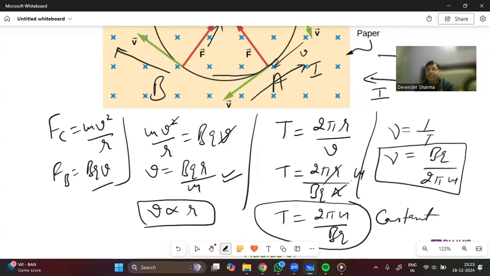Cyclotron, I know it is not in our syllabus, but my dear students, my dear friends, we have to do this frequency, because there are some questions in our syllabus where a proton and an alpha particle are moving in the magnetic field. What will be the ratio in their radius? What will be the ratio in their time period? So you have to go by this formula only.